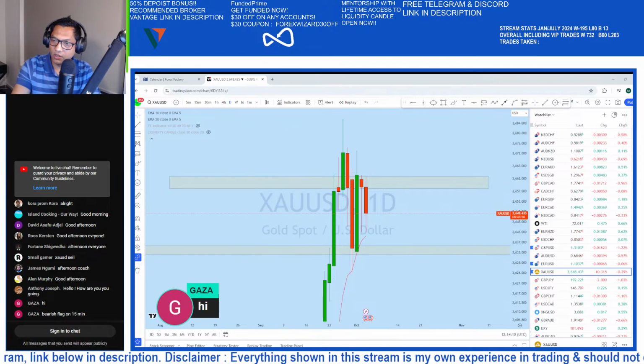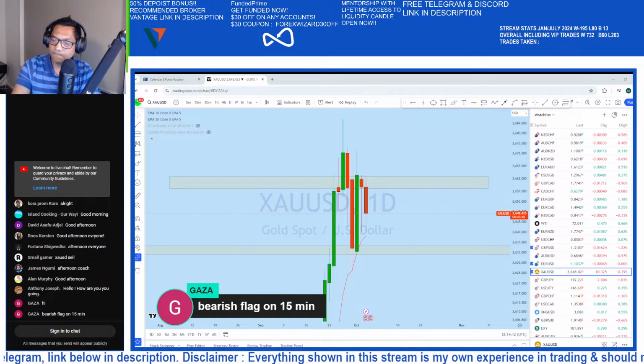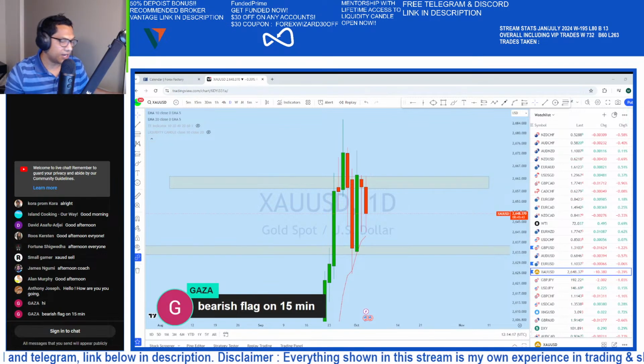Gaza, hello everyone. Bearish flag on 15 minutes. Yeah, we can see that. That's good to see.